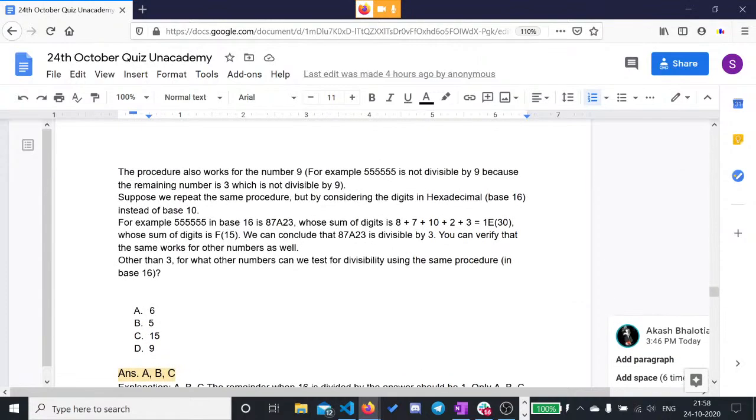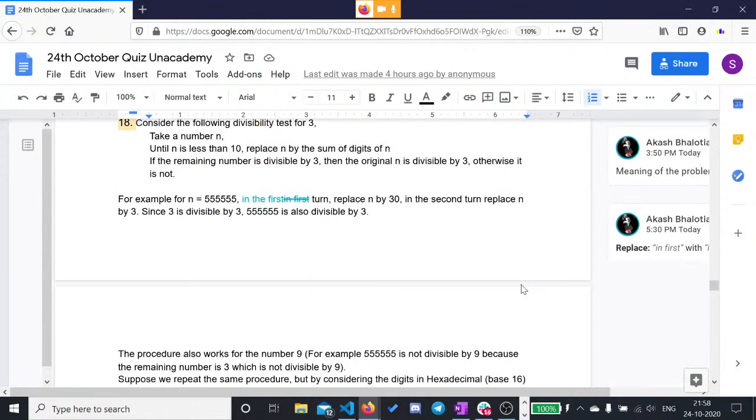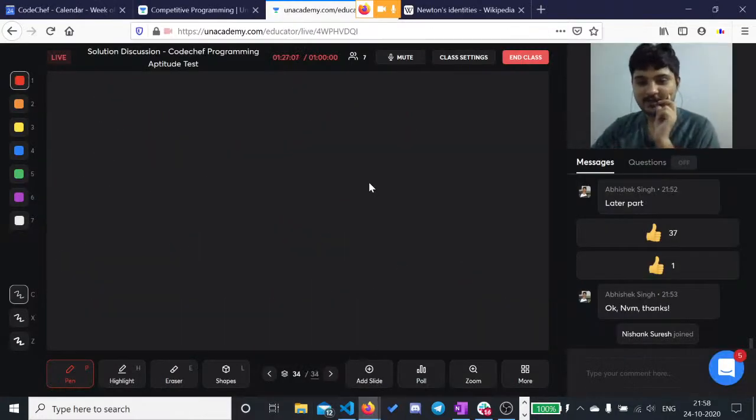The rest I'll just leave. Okay, I found another interesting one, and I'll wind up with that. So suppose you have... I'm assuming you're all familiar with the divisibility test for 3.